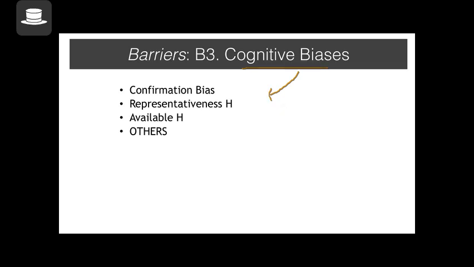We're going to talk about three important cognitive biases, which act as barriers or roadblocks to correctly solving a problem or making the right decision. One is confirmation bias, the other one is representativeness heuristic, and the third one is availability heuristic. So let's talk about each one of these.